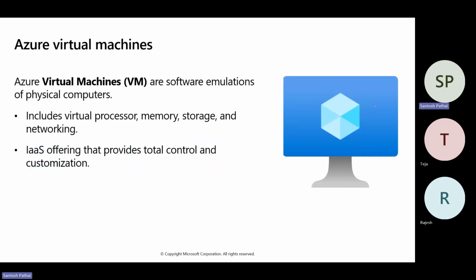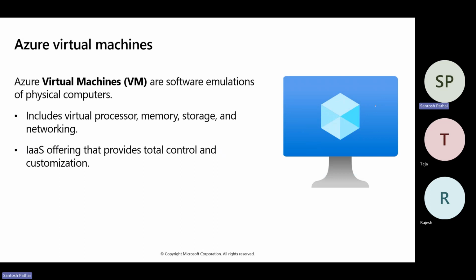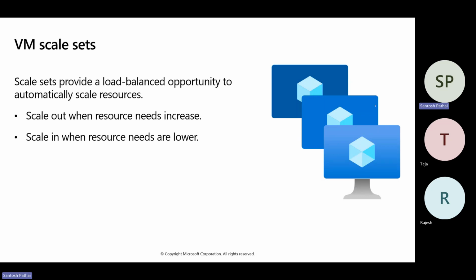I'm not going in depth on what a virtual machine is, right? Azure virtual machines are software emulations of physical computers, we know that, and they can include your virtual processor, virtual memory, virtual storage, virtual networking, etc. It is an infrastructure as a service offering that provides total control and customization of a virtual machine. You can spin up a virtual machine, deploy an operating system, and you have control over it to do everything. Then you have virtual machine scale sets.